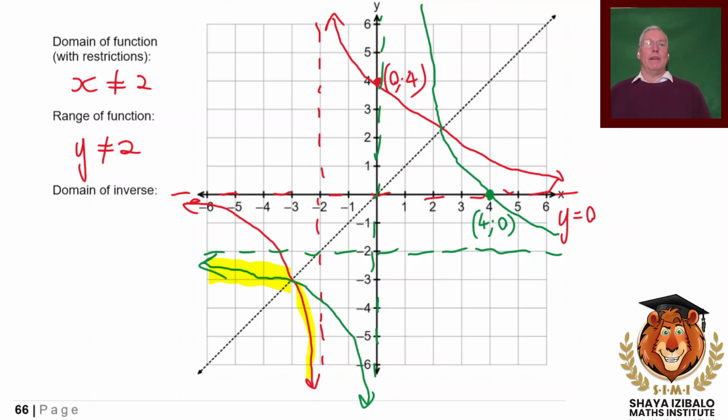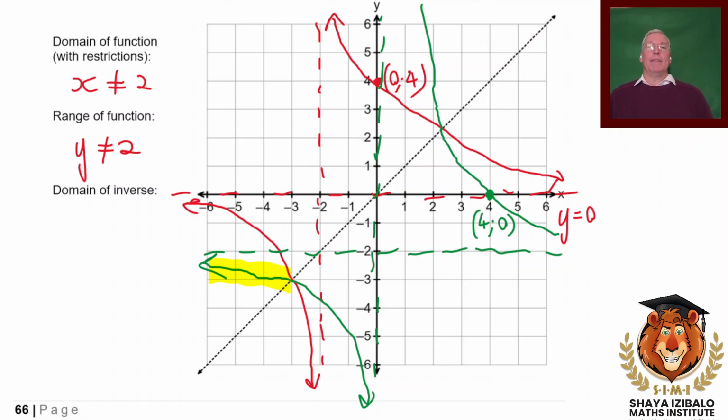The last thing we need to talk about, and I know this whole thing's a little bit messy, which is why I've tried to use different colors to help us see what's happening, is what is the domain of the inverse function? What sorts of values can I put into the inverse function? I can put in anything.